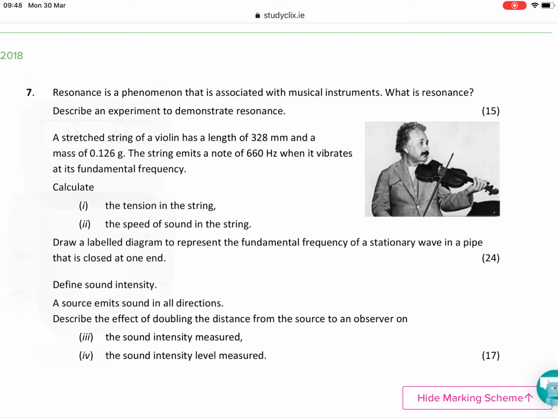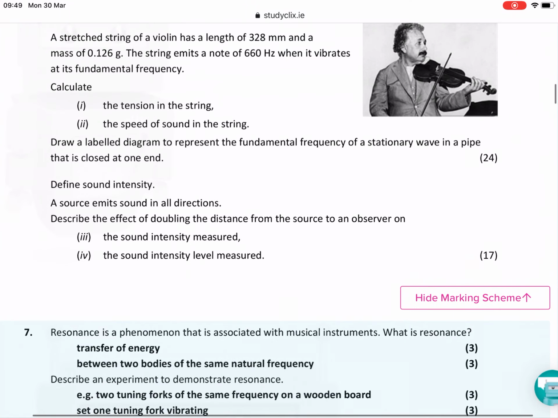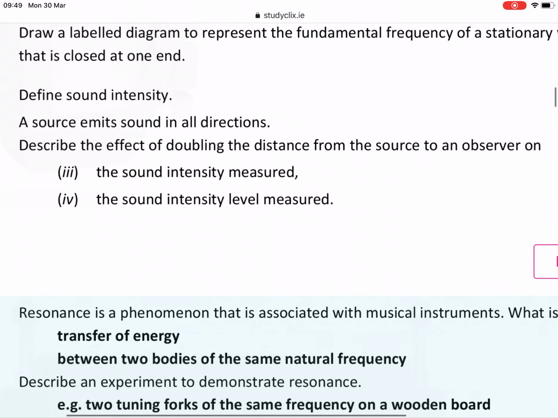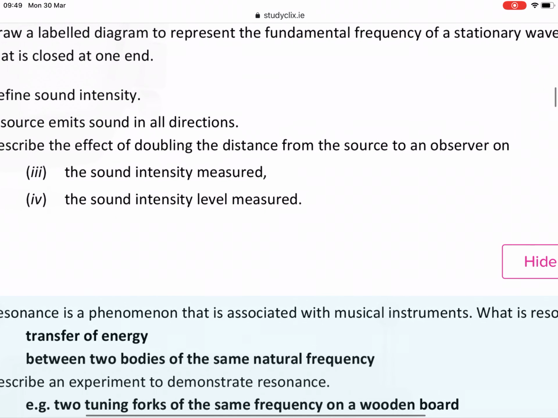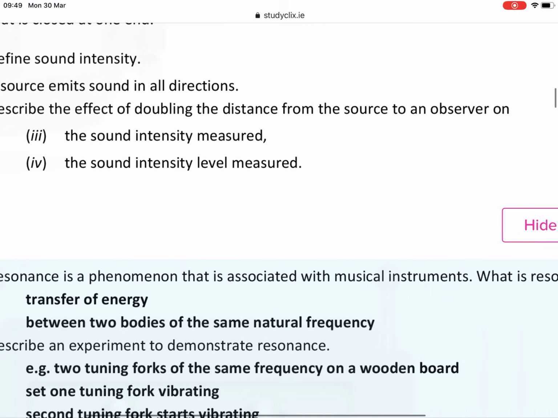So first part asks about resonance. Resonance is a phenomenon that is associated with musical instruments. What is resonance? So that's all it's asking there, for the definition, and then it asks to describe an experiment to demonstrate resonance. Okay, so we can see first and foremost there, resonance is a transfer of energy between two bodies of the same natural frequency.